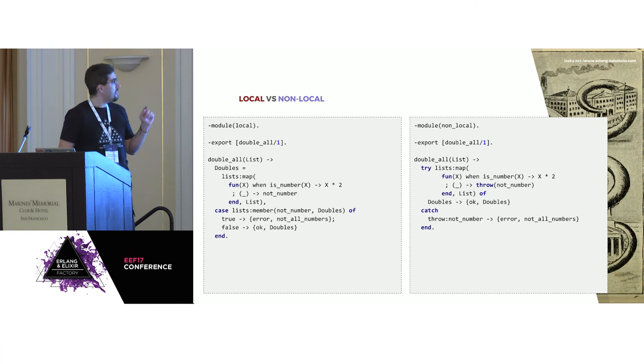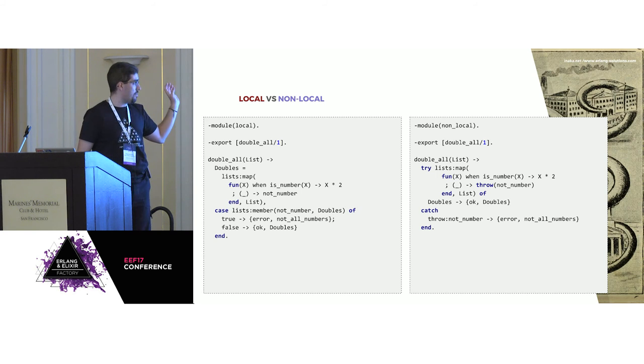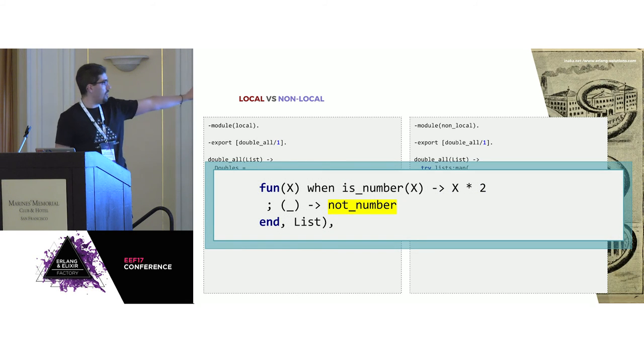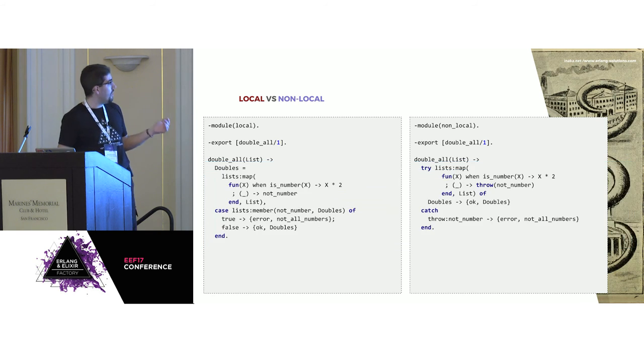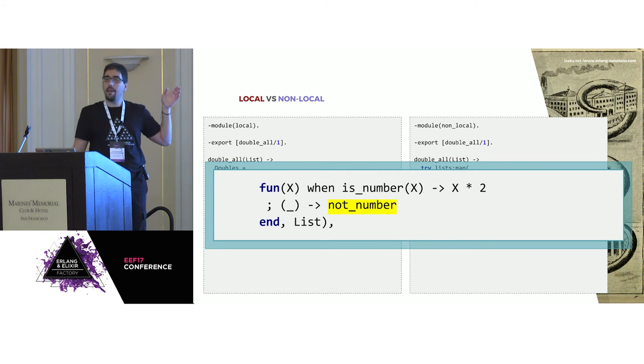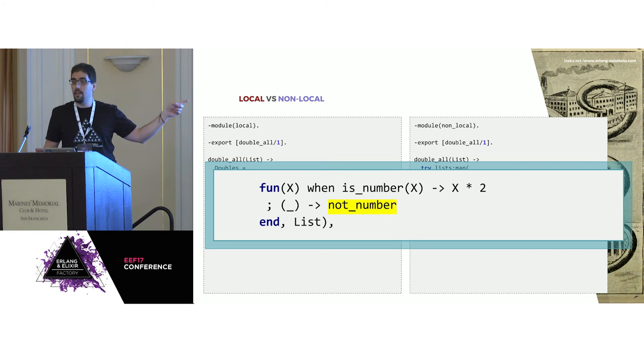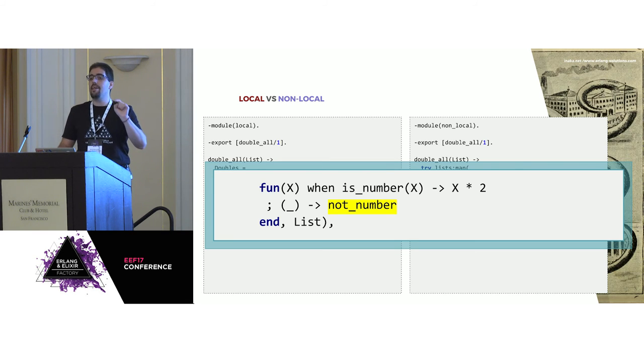This is the deal. Let's say you have a function that doubles every element in a list. There are two versions of the same thing. On the left side, we are doing local return. This is an anonymous function in between that returns not a number to whoever is calling it. In this particular case, that is the implementation of list map. So within list map, the code is calling the anonymous function for each one of the elements, and this function returns not a number there, in that part of the code.